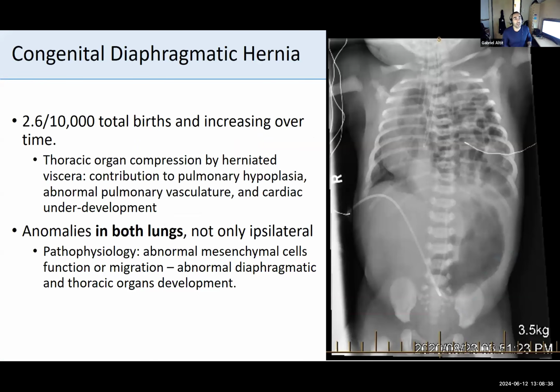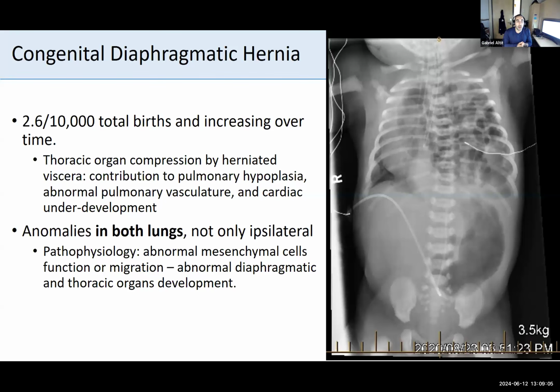It's considered to be 2.6 out of 10,000 total births. And we know that it manifests with a lot of the abdominal content herniating into the thoracic cavity, possibly creating an element of compression, which alters growth of the organs in the chest and probably also alters the functionality of these organs, including the herniating portion of the GI tract.